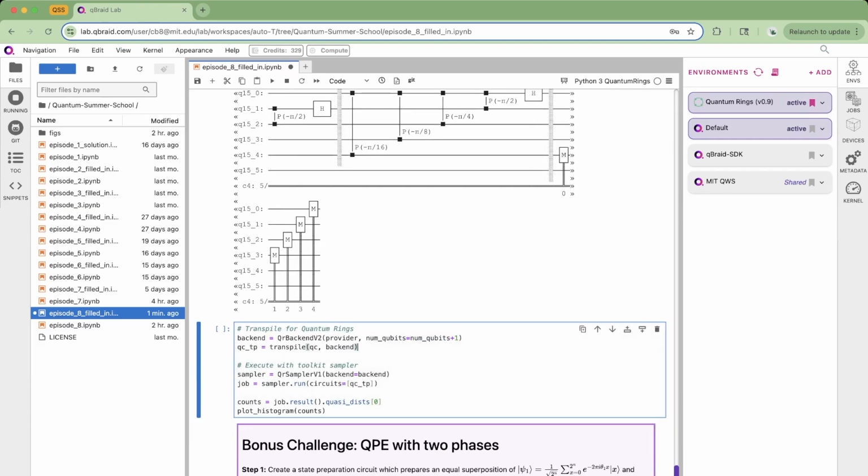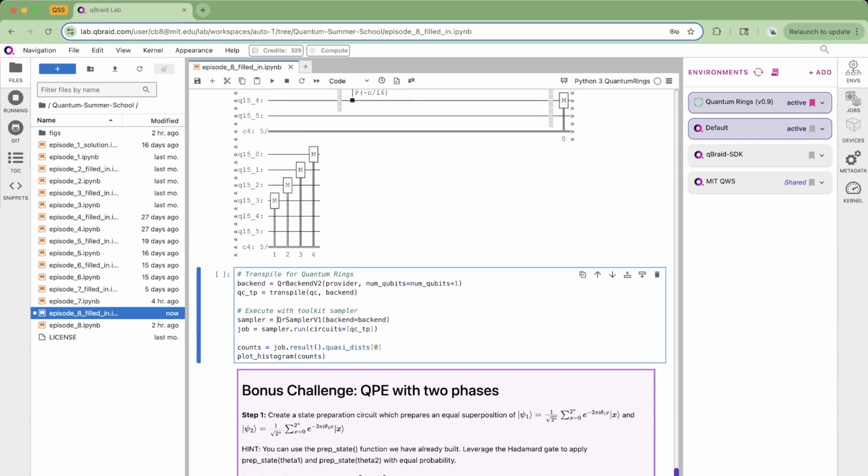Now we can run the circuit. We'll use the quantum rings sampler, and at the end we'll plot the quasi-probability distribution. So instead of specifying a number of shots, it's just going to tell us what the expected probability is for each of the results.